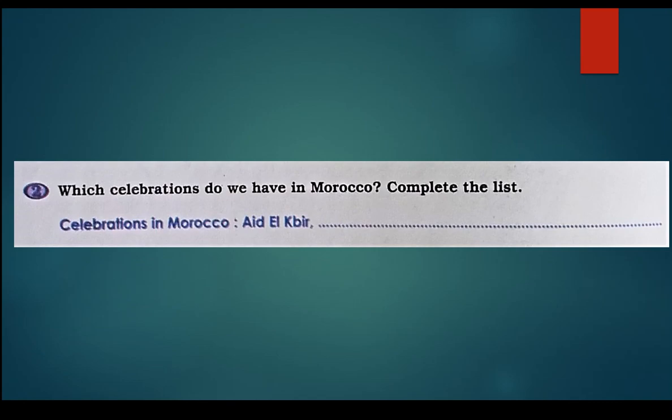For other national celebrations, for example, we have the Independence Day, Youth Day, Green March Commemoration.